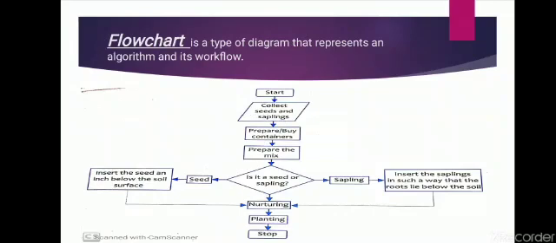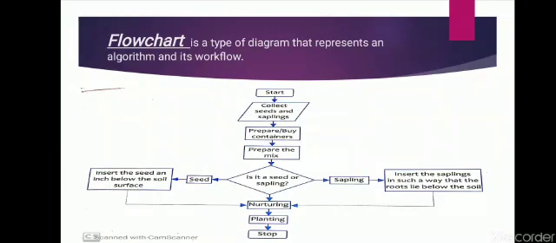Now, see the flowchart I have given here. A flowchart is basically a type of diagram that represents an algorithm and its workflow. I have drawn a flowchart where the first is a rectangular box which is called the start box. Then the second is the input box where we are collecting the ingredients, and here the ingredients are seeds and saplings.